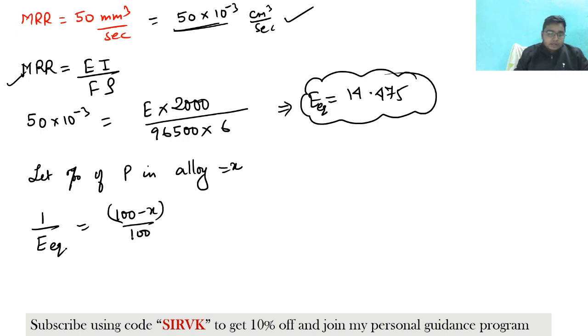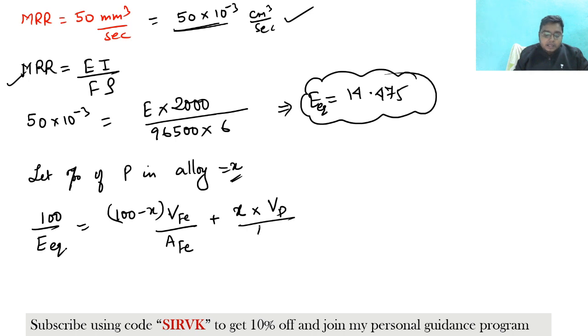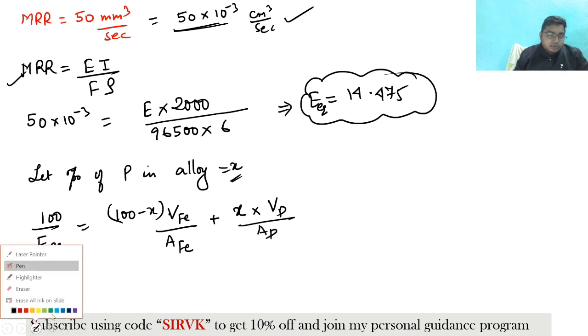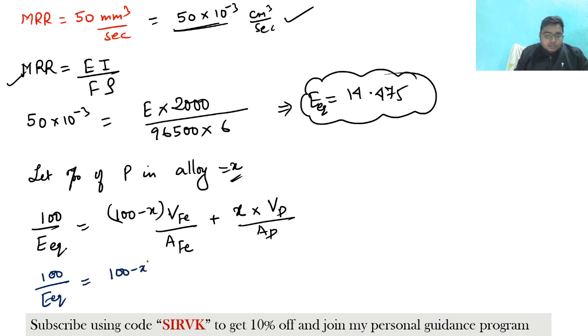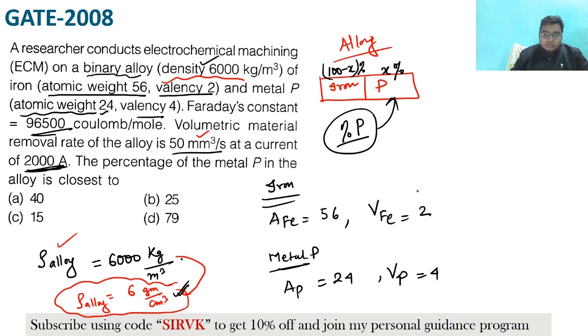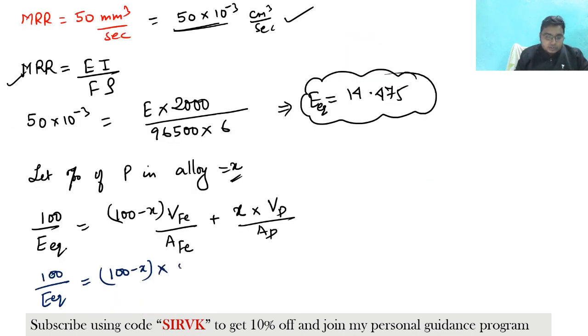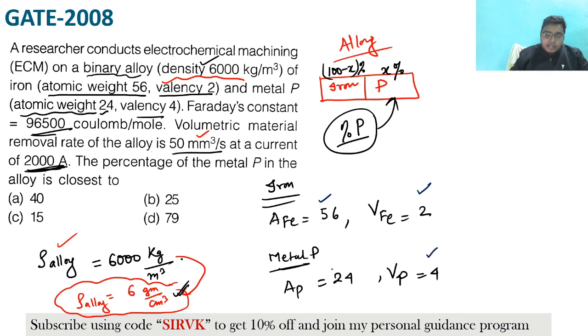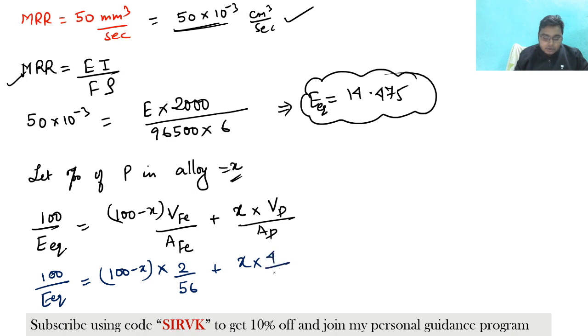If you want to make it in terms of percentage, put 100 here, into valency of iron by A of iron, the atomic weight of iron, plus X, where X is the percentage of P, X into V of P by A of P. Now you know these values, isn't it? 100 by E equivalent is equal to 100 minus X. What is the valency of iron? Valency of iron is 2, A is 56, so 2 by 56, plus X, which you don't know. What is the valency of metal P? That is 4, and atomic weight is 24. You can write it here, 4 by 24.